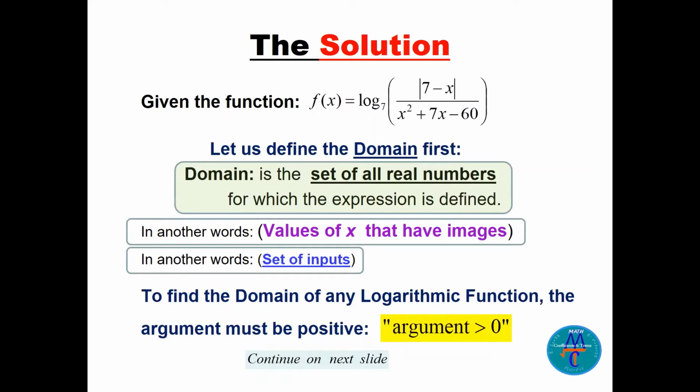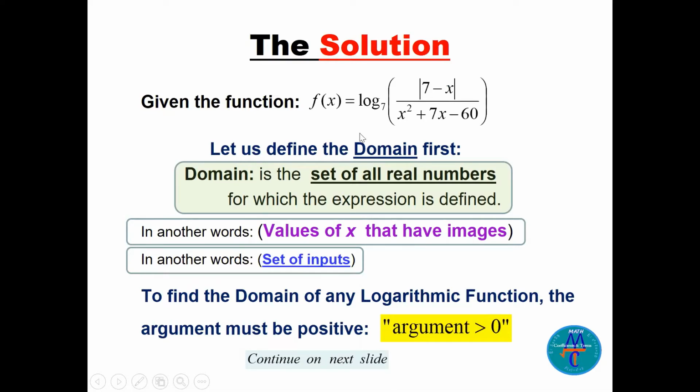Now, this is the function which is given. I would like to define the domain first. For the people who don't know what is a domain, domain is the set of all real numbers for which the expression is defined. Simply, it's the values of the x that have images. In other words, we can say set of inputs.